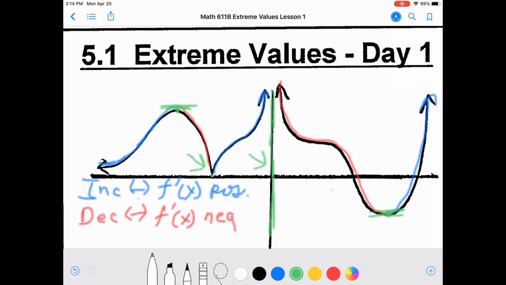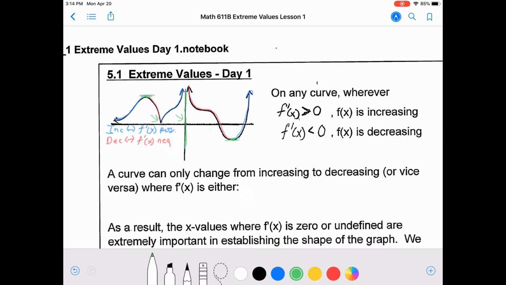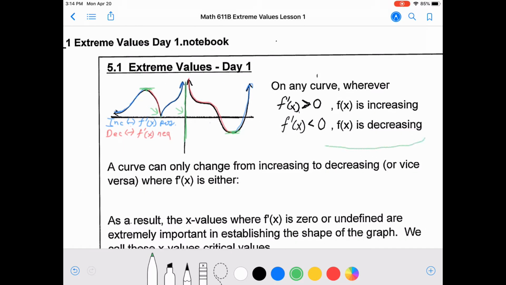So let's catalog what we know so far. On a curve, if f prime is greater than 0, or f prime is positive, then f of x is increasing. If f prime is less than 0, or negative, then f is decreasing. And a max and min is going to be where it changes from either increasing to decreasing, or decreasing to increasing. If we read the next little part, it says a curve can only change from increasing to decreasing, or vice versa, by passing through a slope of either 0 or undefined.